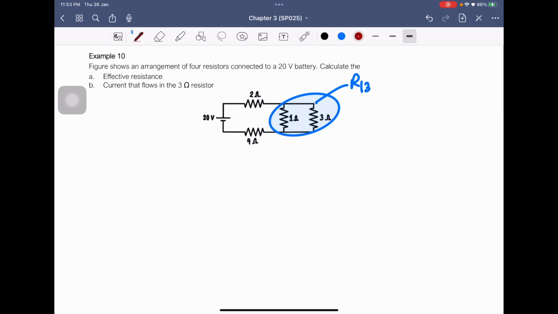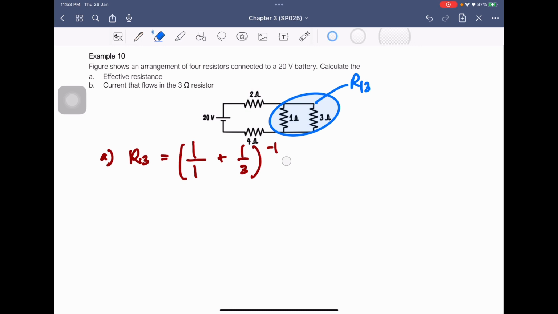Okay, alright, so for the effective resistance, it's gonna be R13. So this is connected in parallel, so it's gonna be 1 over 1 plus 1 over 3 to the power of negative 1, which will give you, oh, I didn't calculate it. I'm not gonna calculate that, but basically after simplifying it, we will have a diagram that looks like this.